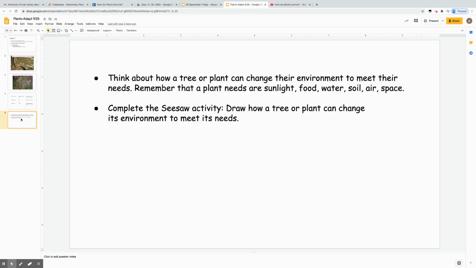So think about how a tree or plant can change their environment to meet the needs, just like the two examples that we just saw. Remember that a plant needs sunlight, food, water, soil, air, and space. Now, you're going to complete the seesaw activity and draw how a tree or plant can change its environment to meet its needs.